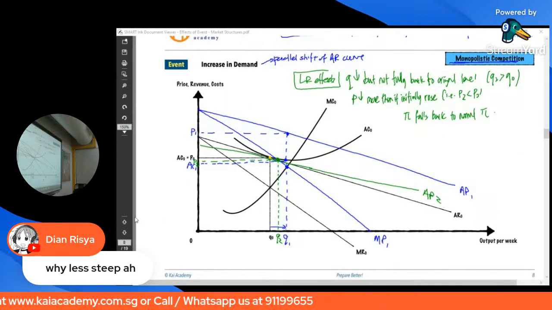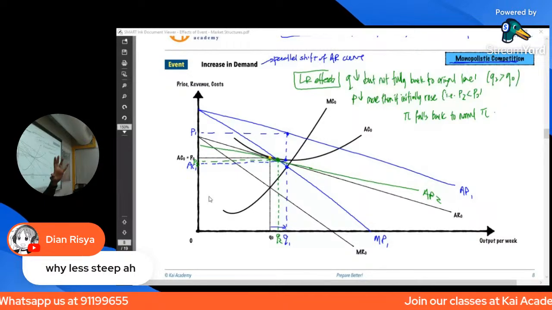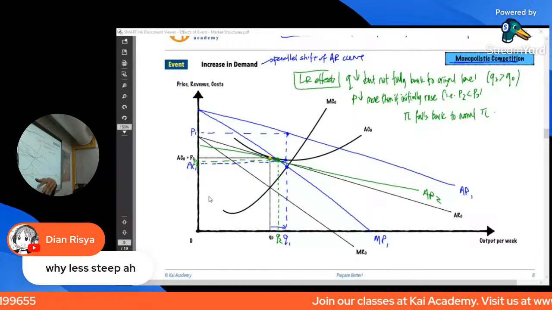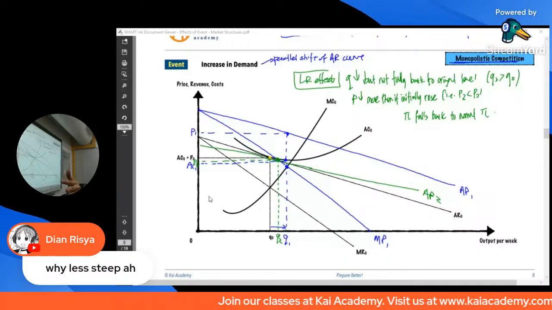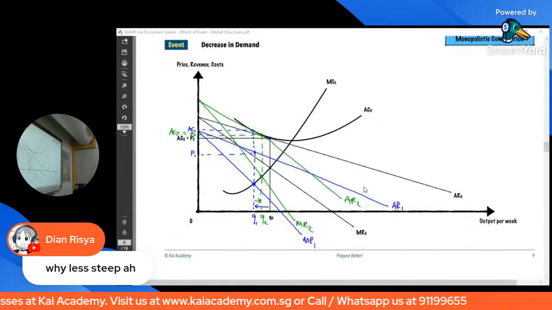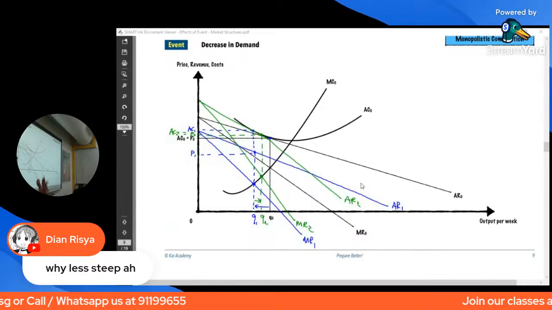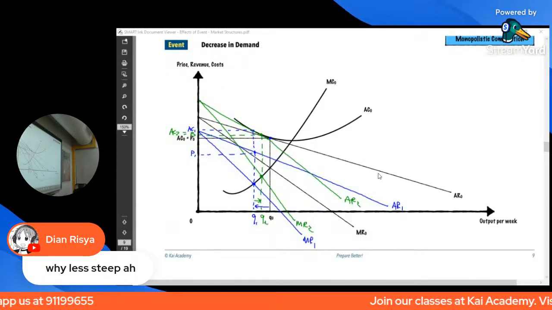When more new firms enter the market, then each existing firm is now facing more competitors. So your good got more substitutes. More substitutes, your demand becomes more price elastic. That's why it's less steep, right? Conversely, when firms leave the industry, each remaining firm has fewer competitors, fewer substitutes, the demand is more price inelastic, so it becomes steeper.